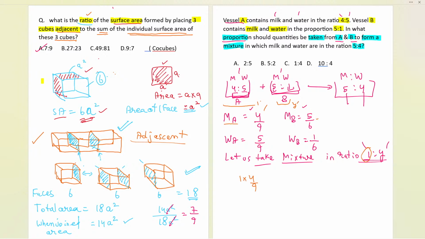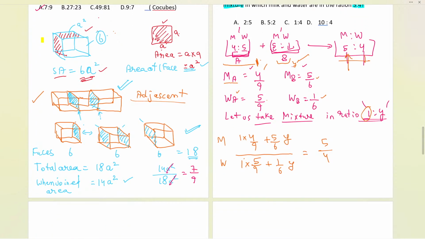So the y proportion of this milk over here will be 5 by 6 y. Now divided by, I'm going to take water again, having 1 as the proportion, so 5 by 9 times 1. Then we multiply y with 1 by 6, so 1 by 6 y. So the milk and water proportion we have got like this, and the final ratio we are getting is 5:4. Now we just need to calculate the answer, and the correct answer, as given in the chart also, is 5:2.